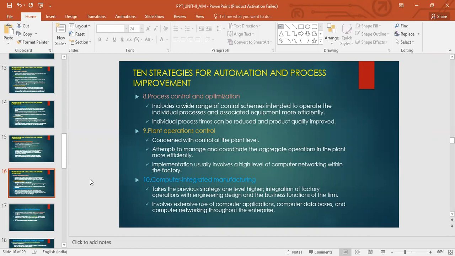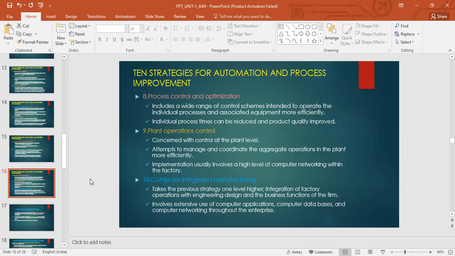The accounting, the sales, etc. So sales order even. So all of that is taken into consideration. So that's when we call it computer integrated manufacturing. It involves extensive use of computer applications, computer databases, and computer networking throughout the enterprise. So if you can do it throughout the enterprise, right? Not just design and manufacturing, but even including the business functions, as I said.